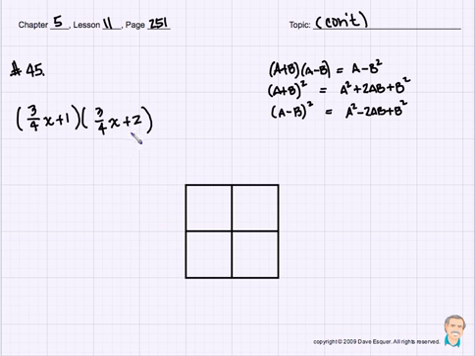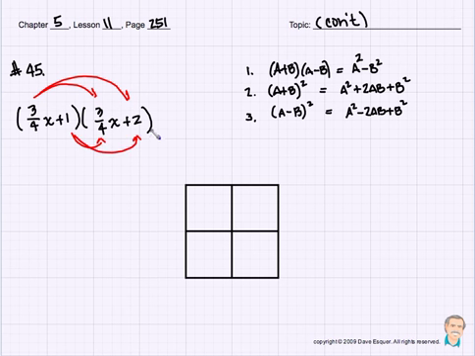Number 45. 3/4 x plus 1, 3/4 x plus 2. Let me fix my formula again. There we go. Looks like none of these three fit. Number 1, number 2, or number 3 won't fit because you notice this second term in each one is different. It's not the same. So we're stuck with FOIL. We're stuck with using the box. So I'll do it both ways. See what we can come up with.